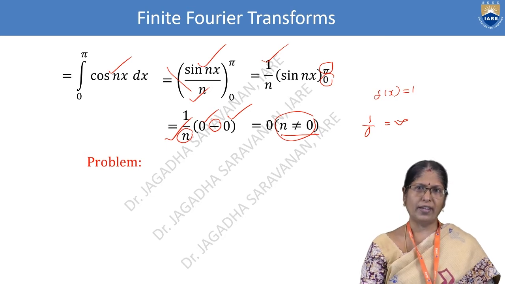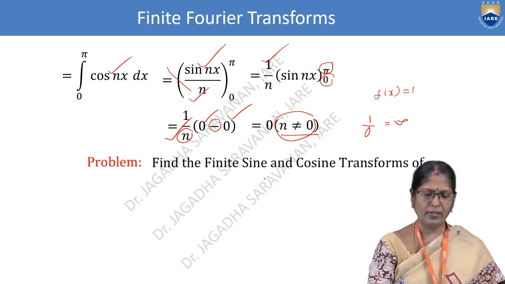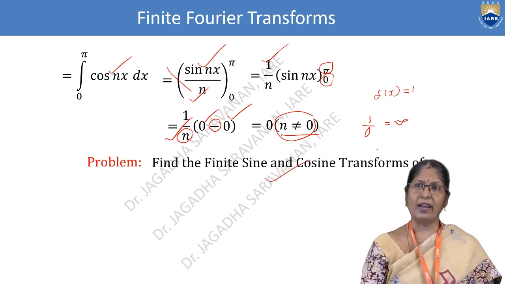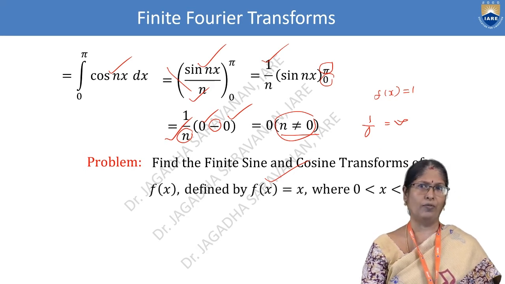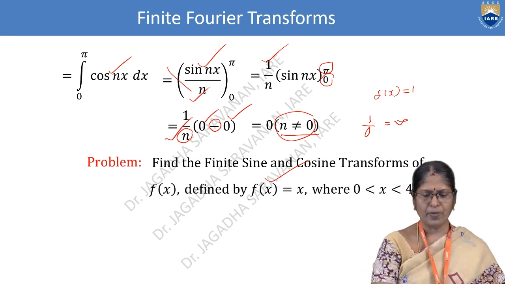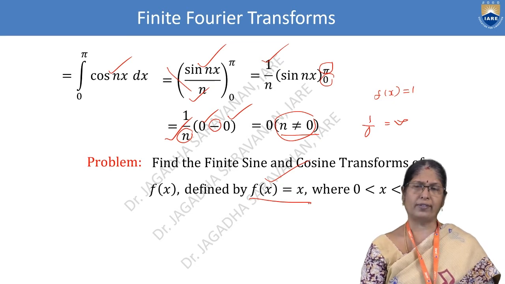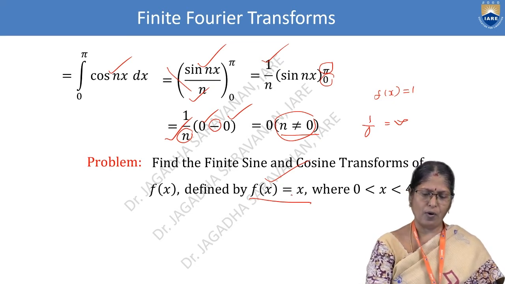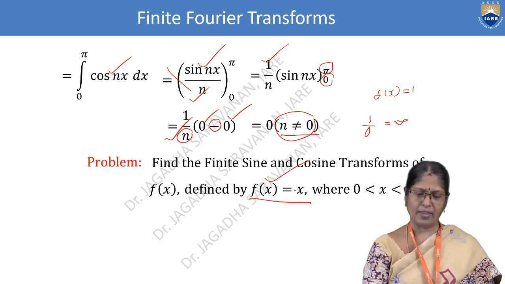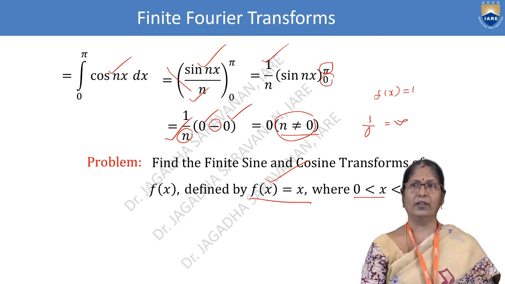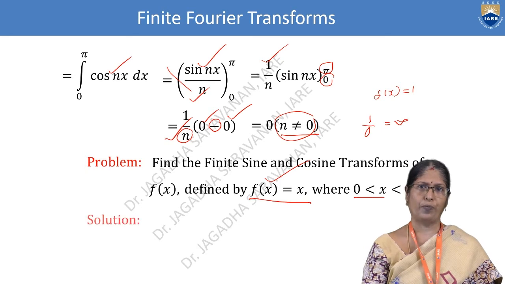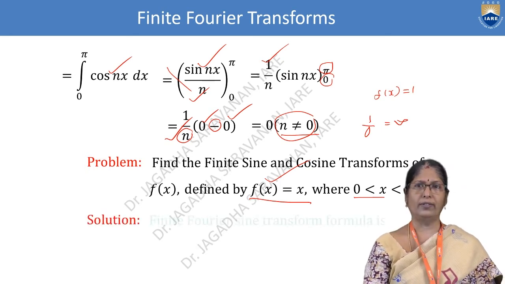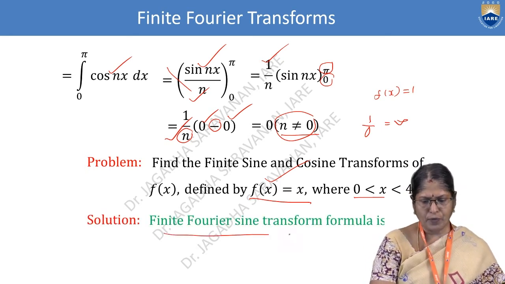The second problem is: find the finite sine and cosine transforms of f of x. Here f of x is defined by x, where x lies between 0 and 4. The solution is finite Fourier.